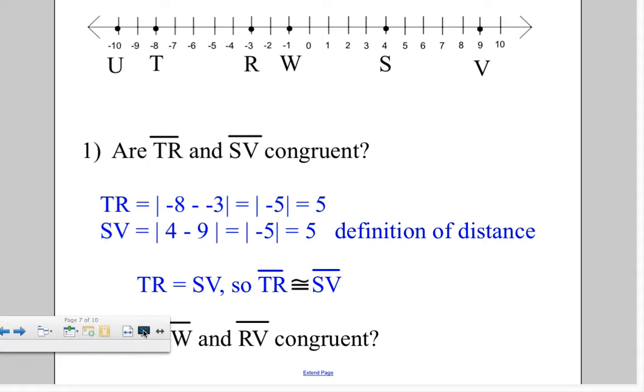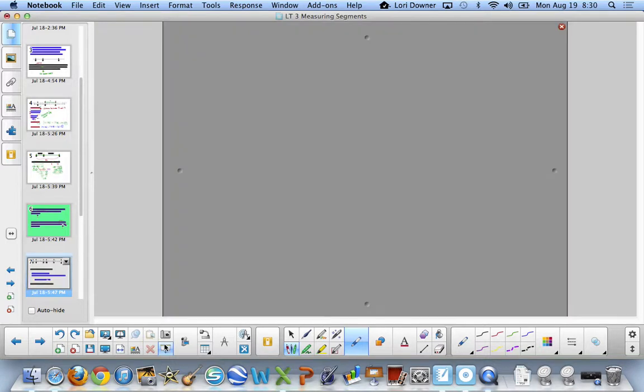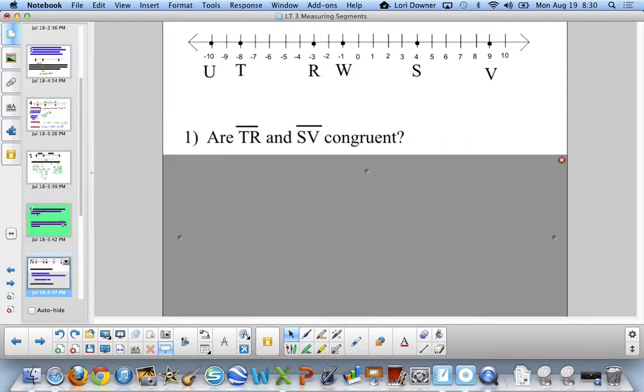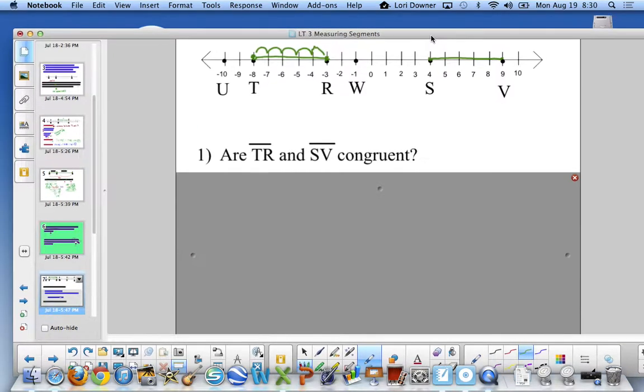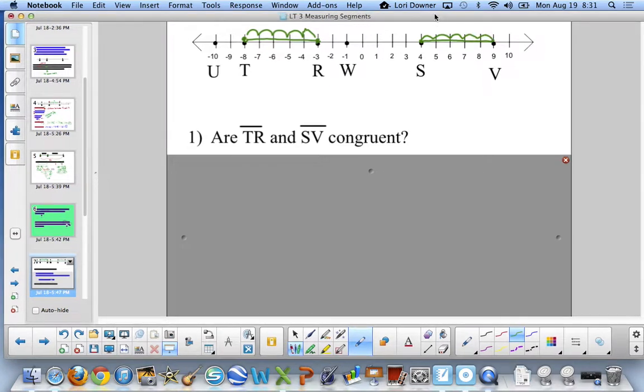Let's look at this one. Here we've got a number line, and what we want to know is are the lengths of TR, which is right here, and SV congruent. And we could count them. 1, 2, 3, 4, 5. Whoops. 1, 2, 3, 4, 5. It looks like they are.